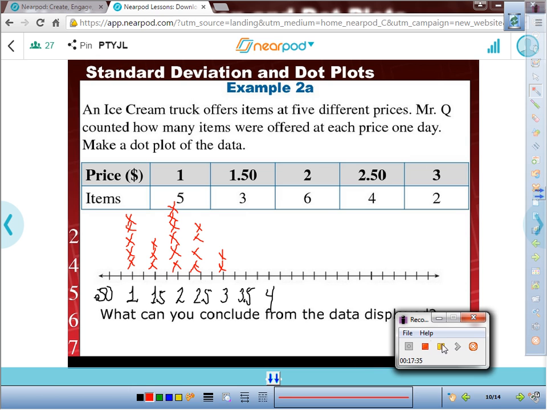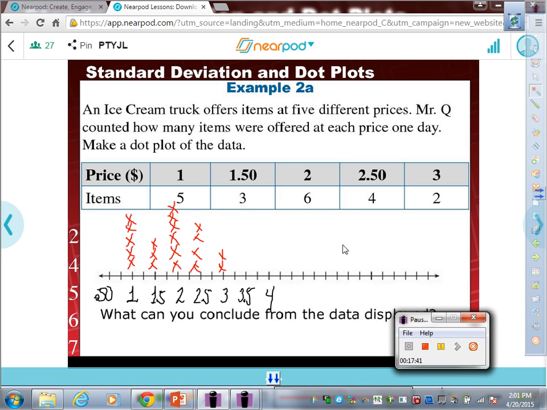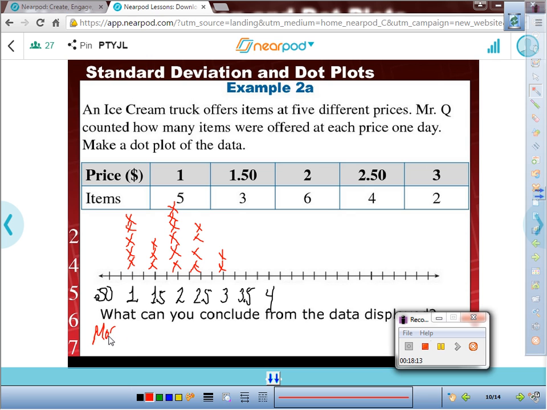Okay, let me stop right there. What would you conclude? People want to get the better ice cream, so they get it right now. People want to save money so they get the cheaper ice cream. Okay. Who can give us a generalized comment according to the data? What do you notice? Here are the number of items. Yes? People get the ice cream that's $2. Most people get $2 items.